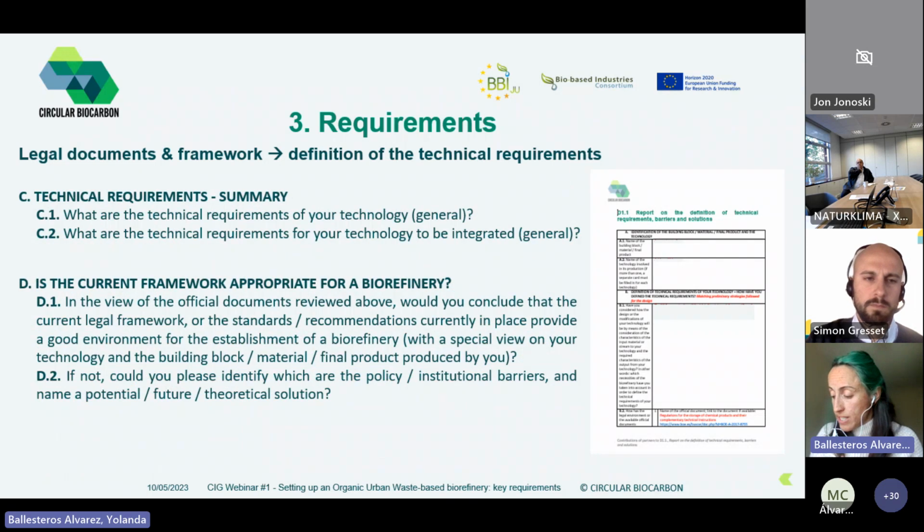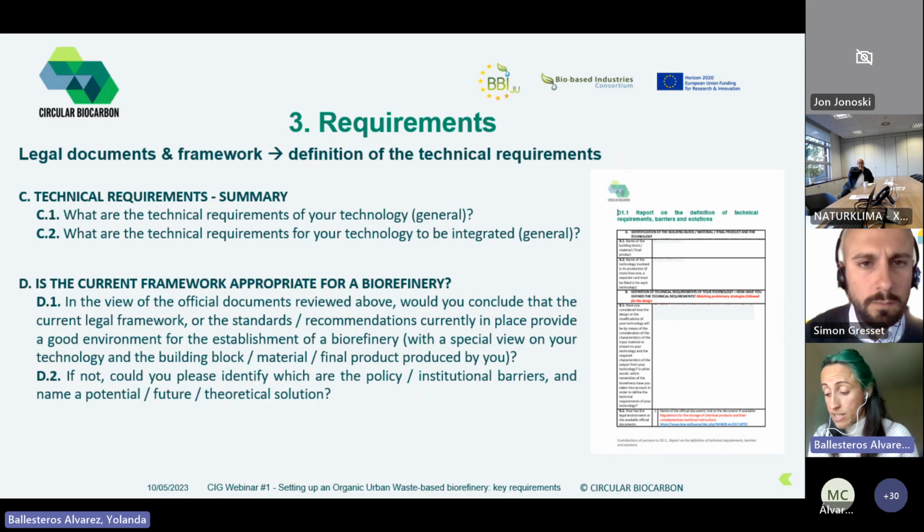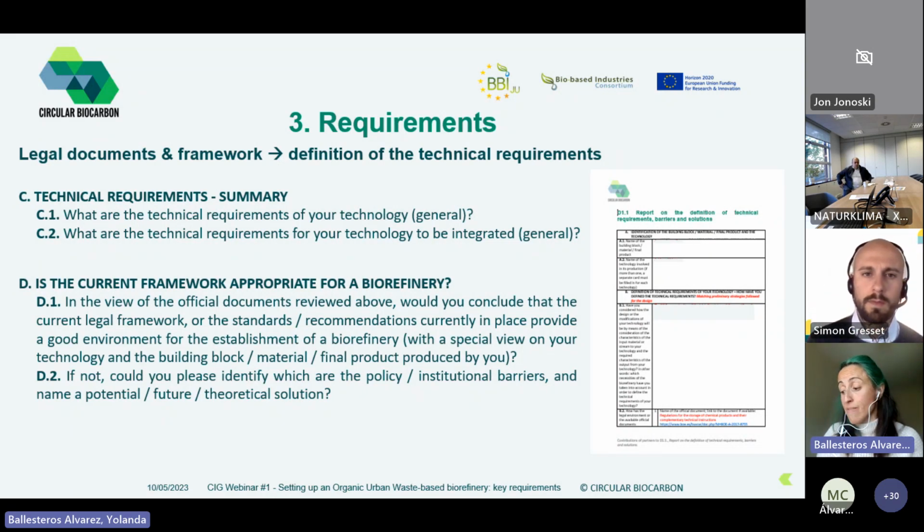Then we have category C, where a summary of the technical requirements is requested. This is important as all the information assessed must be somehow reduced in order to use it and in order for the rest of the consortium to understand it. Normally, each of the partners counts on expertise about very specific fields, which are sometimes very hard to understand by another partner working with substances which are radically different, even though they are inside of the same biorefinery.